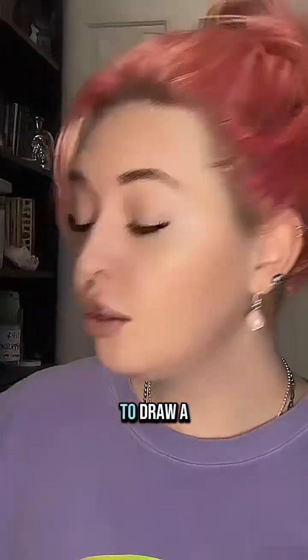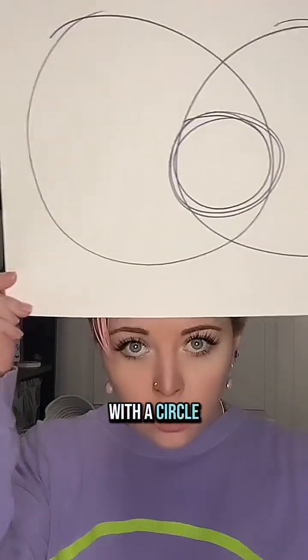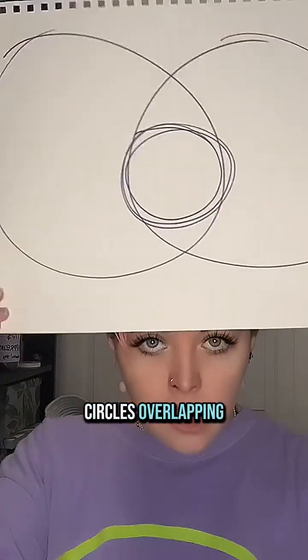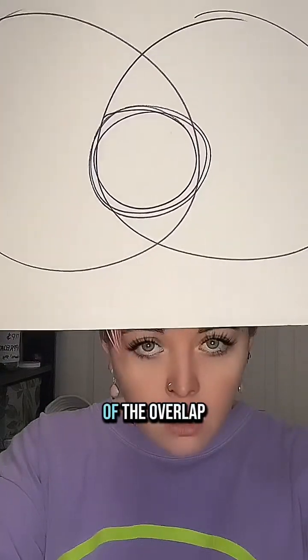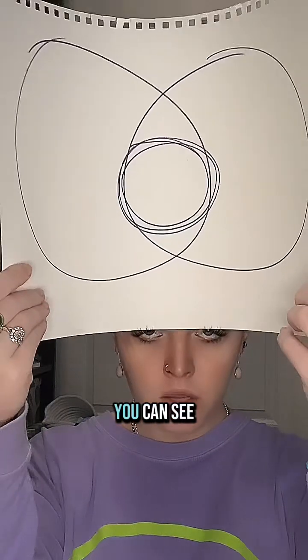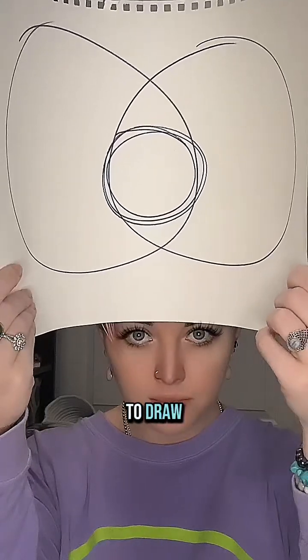But we're going to draw a Venn diagram with a little bit of modification with a circle. So draw a Venn diagram, 2 circles overlapping, and where the circles overlap, we're going to draw a circle in the middle of the overlap. There we go. If I turn it this way, you can see it. All right, this is what you're going to draw.